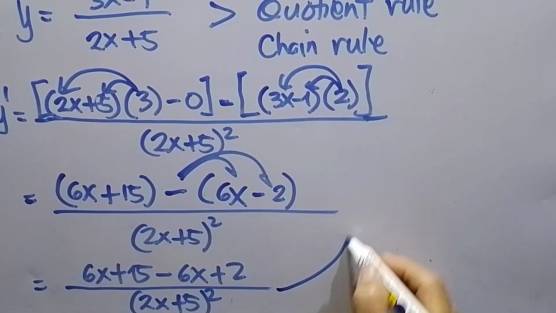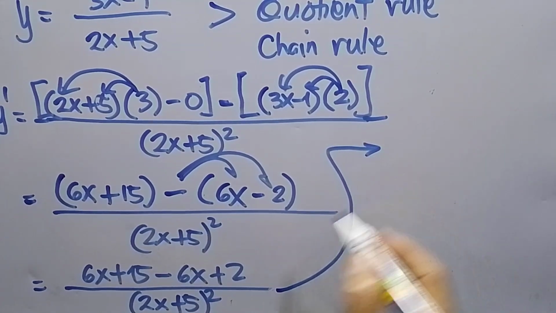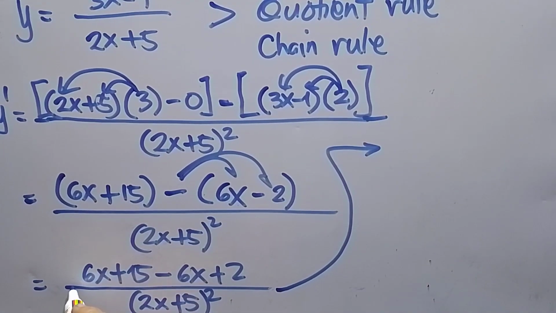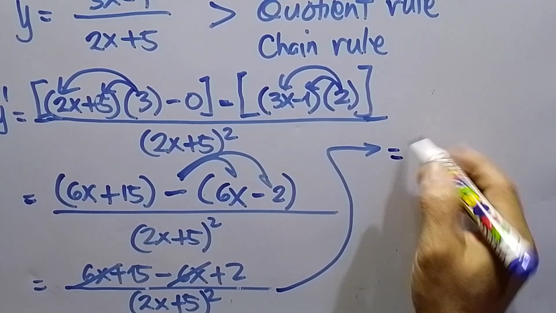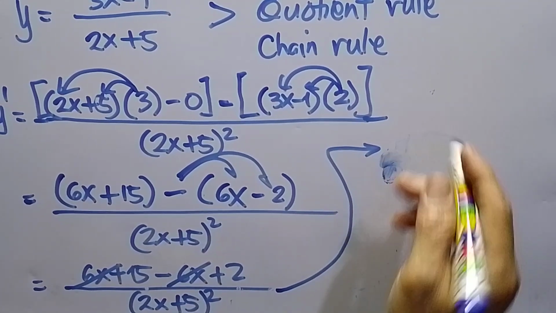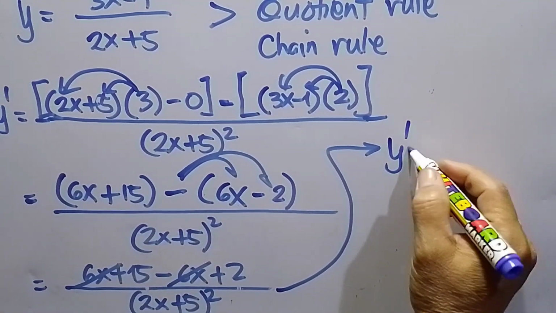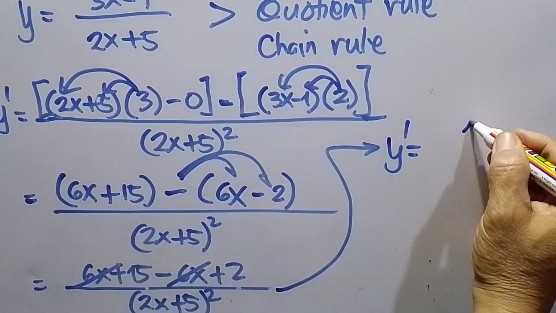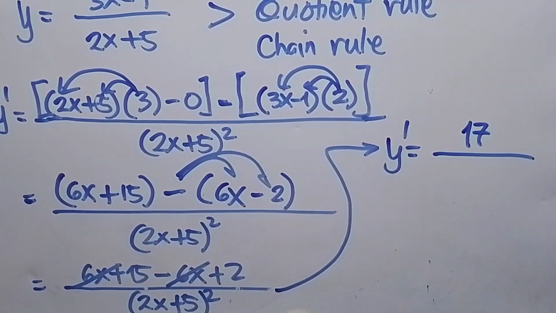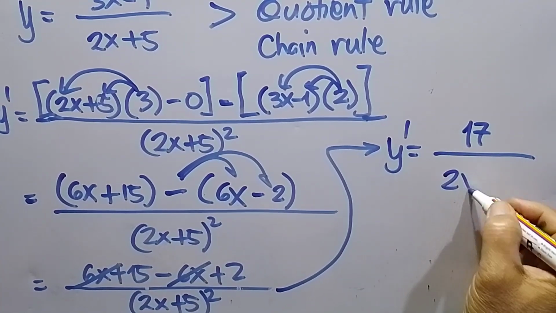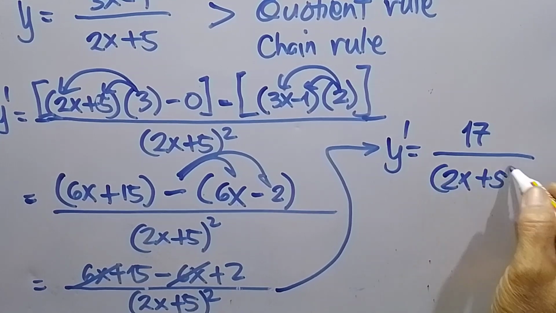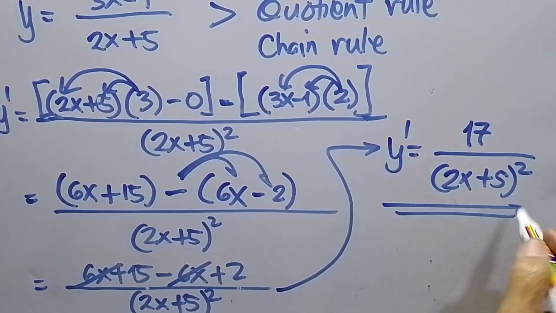Okay, so I will write in here. This will be cross out. So I have 15 plus 2. That will be, okay, I will write in here. This will be y prime. y prime equals 15 plus 2 is 17 over 2x plus 5 squared. So that's the answer for number 2.